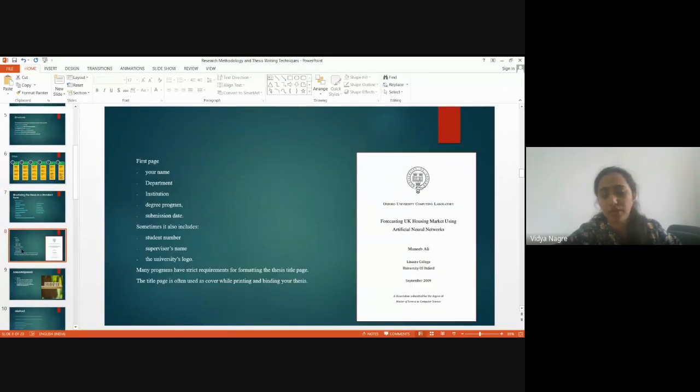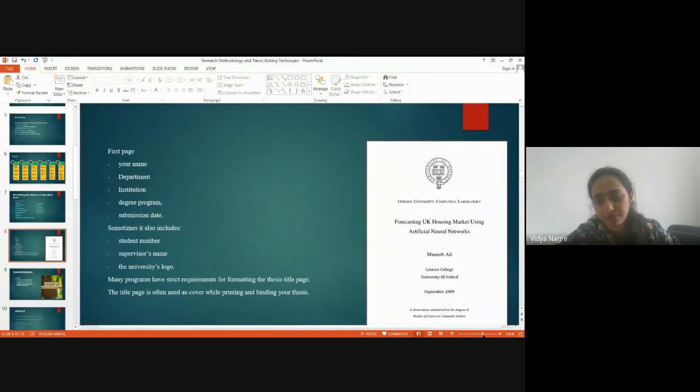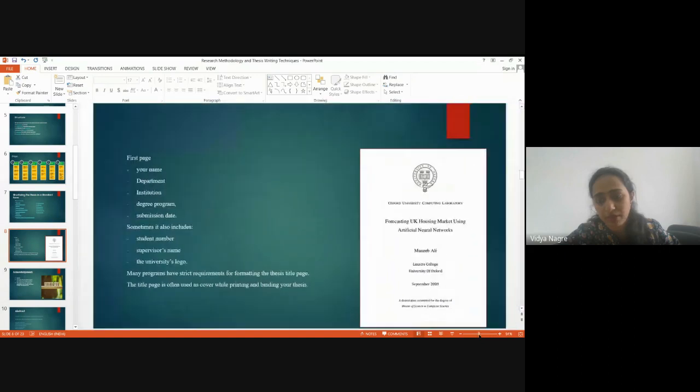If you can see on the right hand, whatever I have given is actually a sample. Okay, I think it's visible now properly. Okay, sample. This is how your front page should look. Whatever is your title page also gets pasted on the front cover of your thesis. So please craft it carefully.